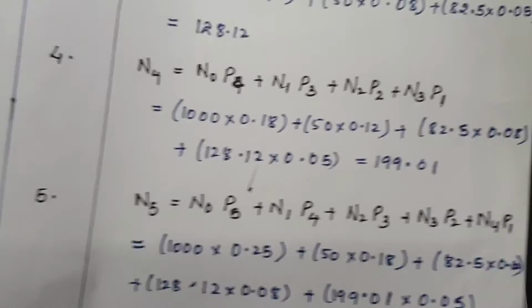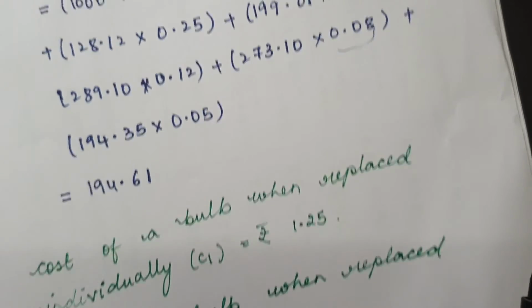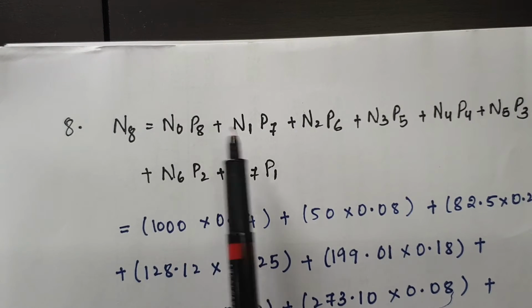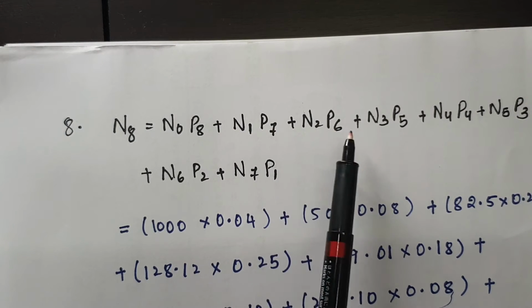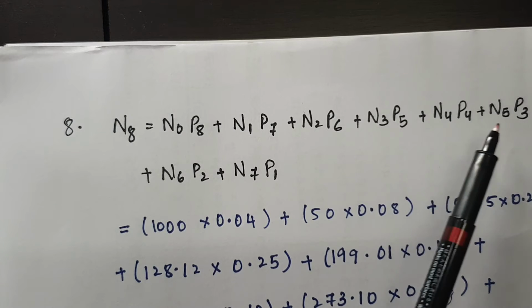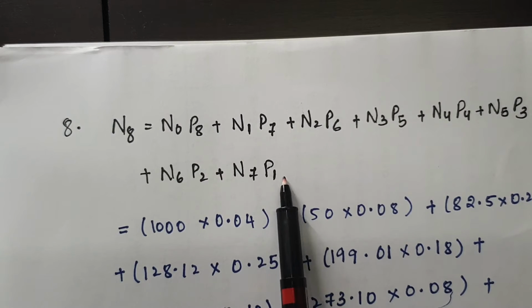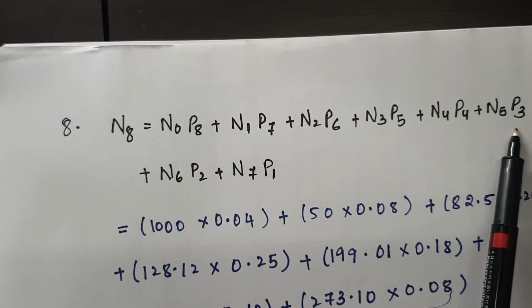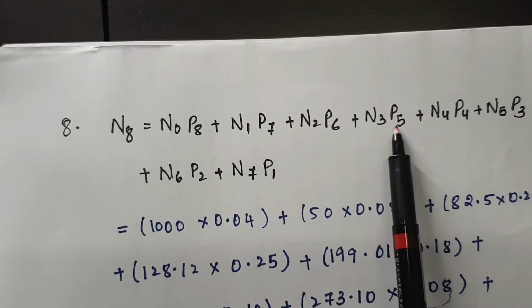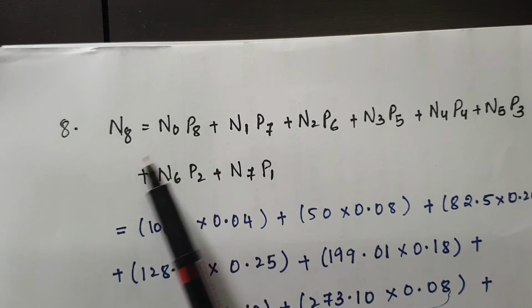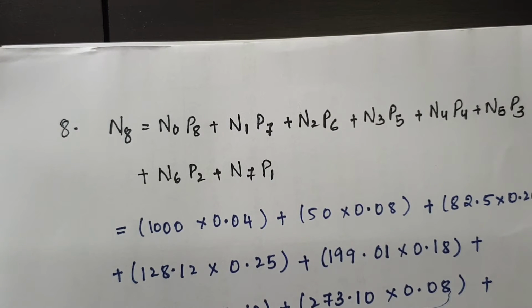Same thing you have to follow for N8 also. The N8, N0, N1, N2, N3, N4, N5, N6, N7. Similarly, P1, P2, P3, P4, P5, P6, P7, P8. Like this you have to write in terms of N, in terms of P.